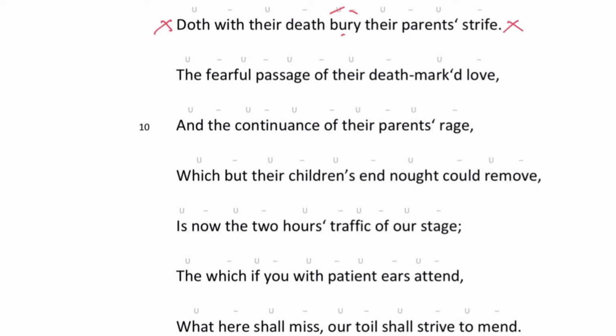The fearful passage of their death-marked love and the continuance of their parents' rage, which but their children's end not could remove, could argue that maybe not could remove. This could also be stressed, not necessarily, but possibly. Is now the two hours' traffic of our stage, the which, if you with patient ears attend, what here shall miss, our toil shall strive to mend.